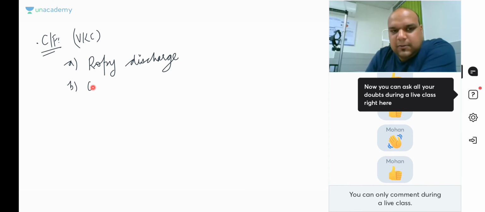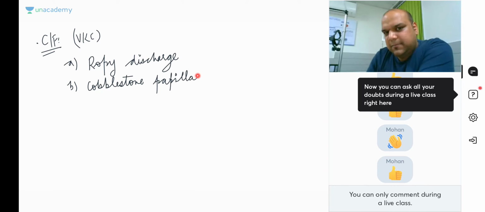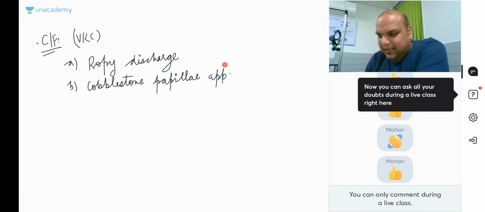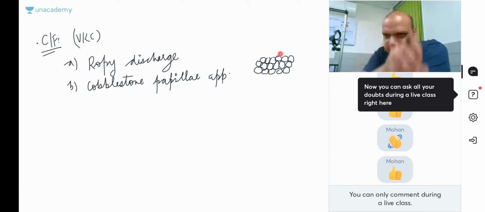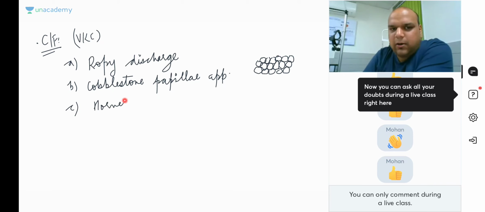Now, the second sign is cobblestone papilla appearance. The papilla are so large, there are giant papilla, I can say. The papilla are so large that it looks as if they are like cobblestones which are arranged on a pavement. I hope you have walked on the pavements, everybody, footpath or pavement. On a footpath, the stones are laid in a design, yes or no? In conjunction with each other, and that is the appearance they give. Cobblestone papilla. I hope there is no confusion between the name, everybody. Cobblestone or pavement papilla.